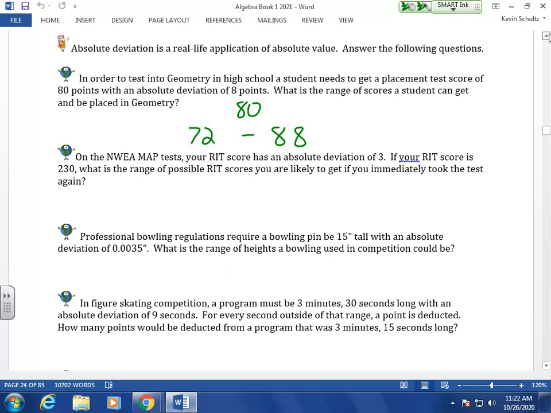Okay. The MAP test, your RIT score always comes with a plus or minus 3, meaning that if you were to close out of the test and open it again and take it the same day, there's like a 95% chance that your score would fall within plus or minus 3 of the first score you got. So if you got a 230 with an absolute deviation of 3, that means if you took it again, it's very, very likely you would get between a 227 and a 233.